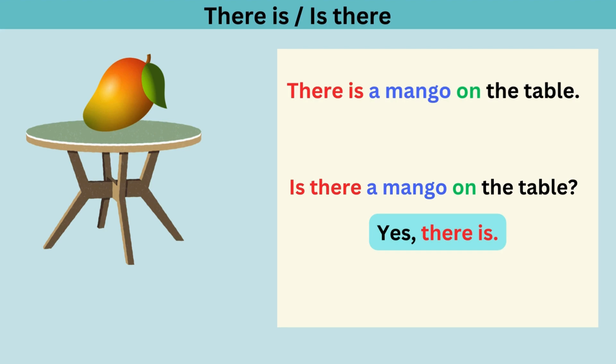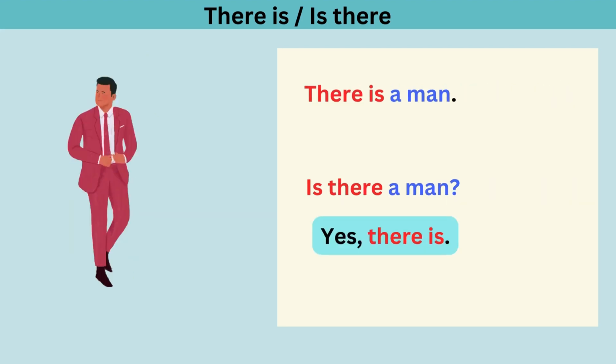There is a mango on the table. Is there a mango on the table? Yes, there is. There is a man. Is there a man? Yes, there is.